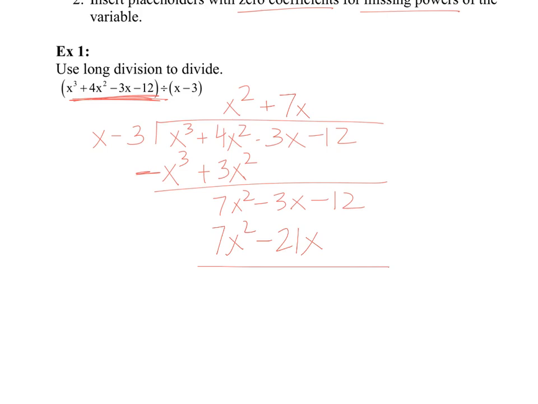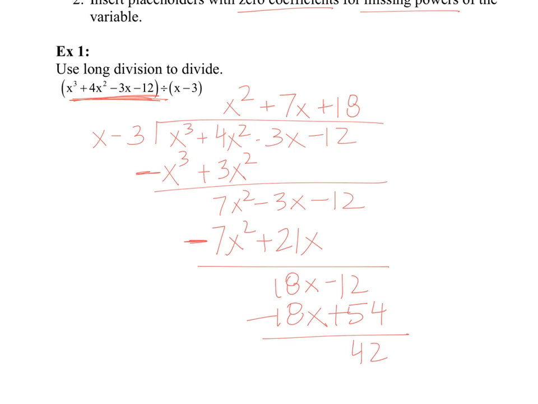Alright, now we have to subtract. So I'm subtracting here, change that to a plus. Now I get 18x minus 12. Same deal as before. x times what gives you 18x? That would be 18. So we multiply 18 times x, and then 18 times negative 3, which is negative 54. Now I subtract, so change the signs of everything, and I end up with 42 here. And that's all that I can do.